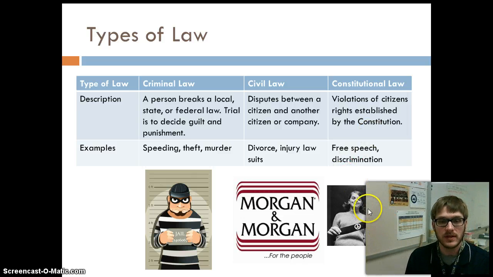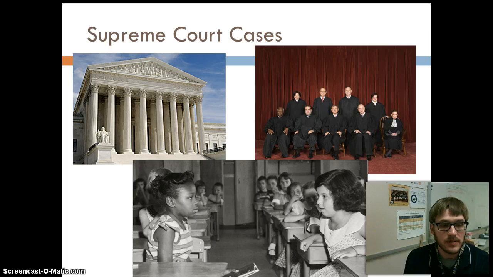So here's an example. We've seen this picture before, but that's the Tinker case, showing that students have freedom of speech. That's a constitutional law case. The students were demanding their freedom of speech. All right, next we're going to learn about some Supreme Court cases.